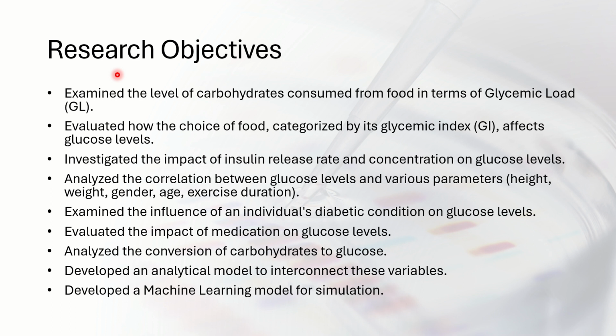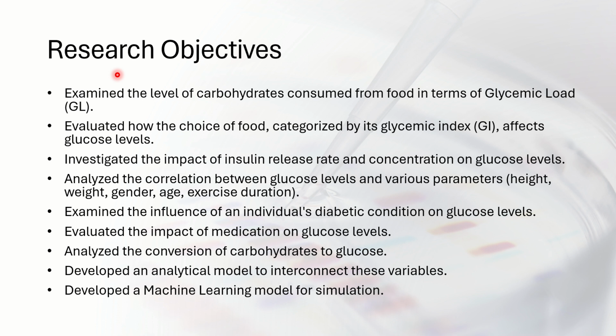Glycemic load is the measure of how much carbohydrate is present in the food. Ultimately, the carbohydrates get converted into glucose. Glycemic index is the measure of how quickly blood glucose level rises. Different foods have different glycemic index. Some foods have higher glycemic index, meaning when we consume these foods, our blood glucose level rises very quickly.